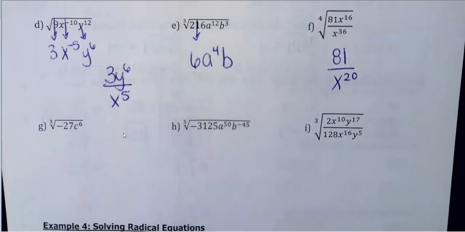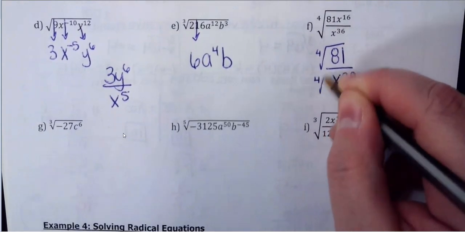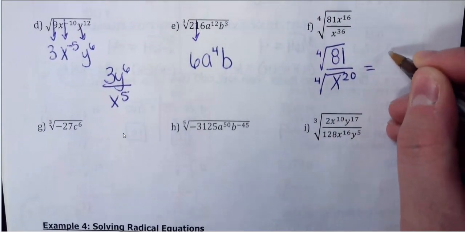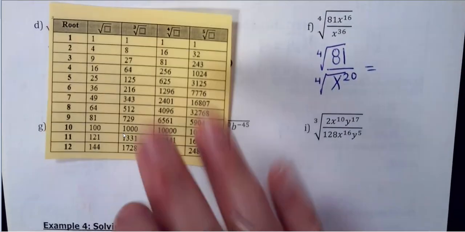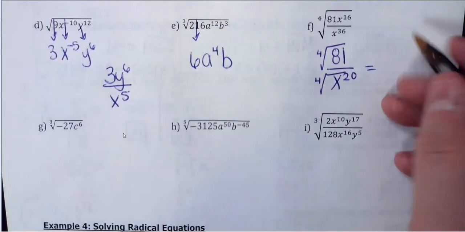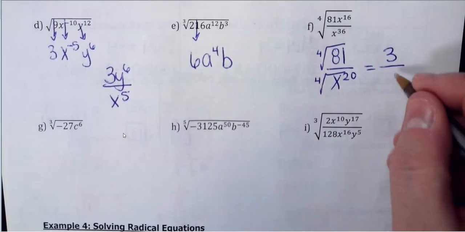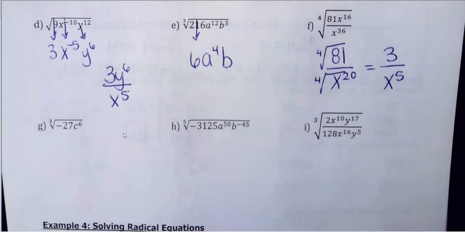I did not take a fourth root. So I need to go back and do that. So I'm just going to take the fourth root of the top and the fourth root of the bottom. Fourth root of 81: if you look at this fourth column, 81 is the 3rd number down. So that means the fourth root of 81 is 3. For the variable, just divide your exponent by the root. So this would just end up being x to the 5th.